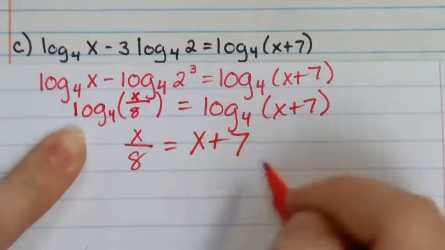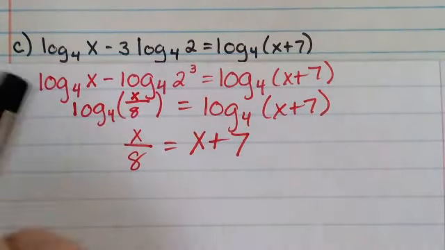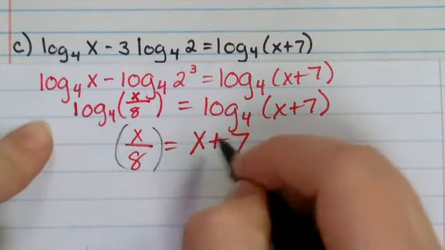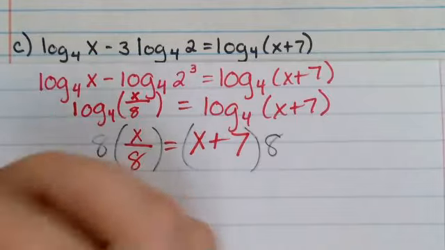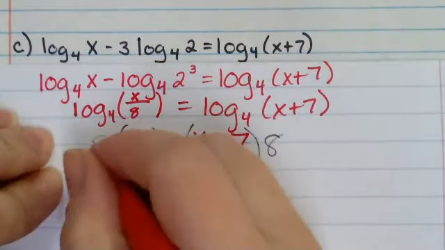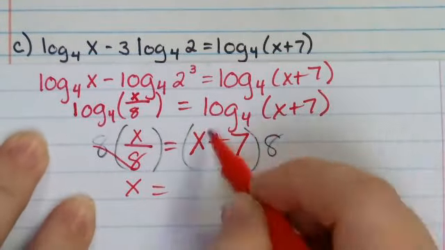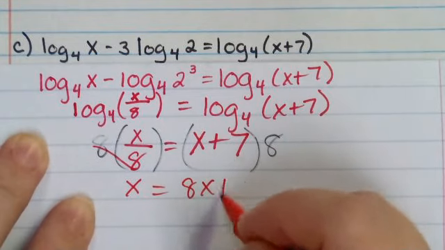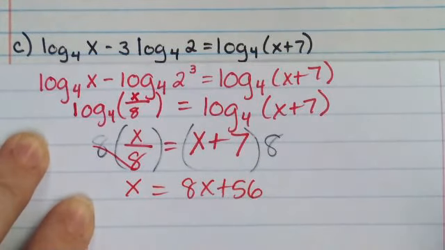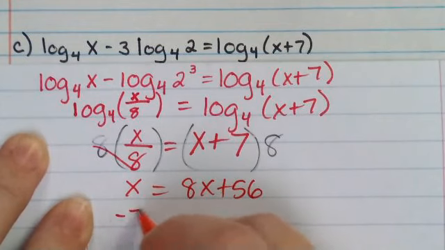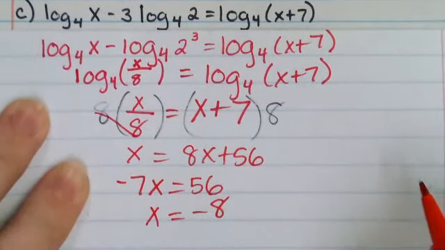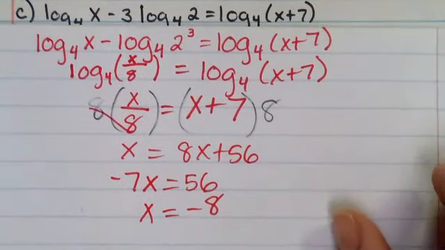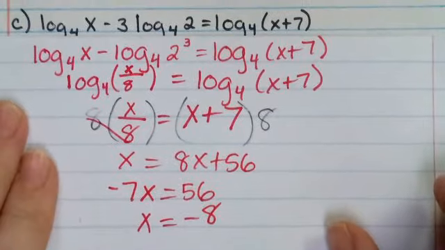And then I can multiply both sides by 8, right? Use that multiplying by the denominator trick. And so we end up with just x equals, distribute that through, 8x plus 56. Subtract your 8x, we get negative 7x equals 56. Divide, we get negative 8, just like that. So here's the deal, all right? I got x equals negative 8.